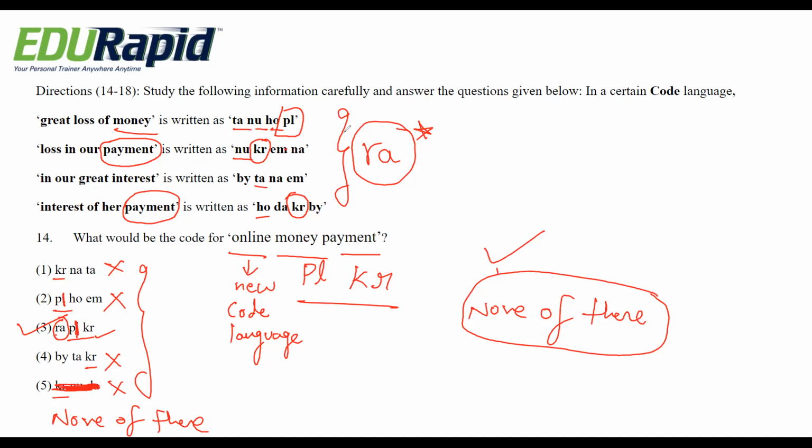In the first sentence, RA is not present. In the second sentence also, RA is not present. Only NU, KR, EM, NA are present. In the third one, BITA, NAM, RA is not present. In the fourth one also RA is not present. So like this, you have to analyze the new code language. So option 3 is the right one.